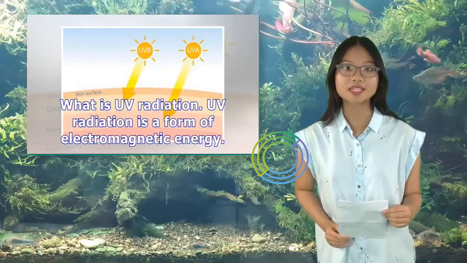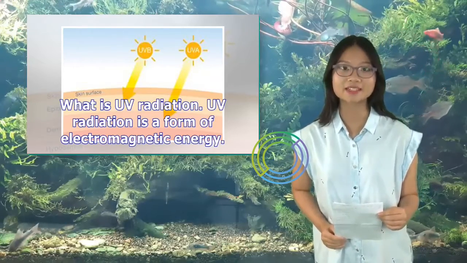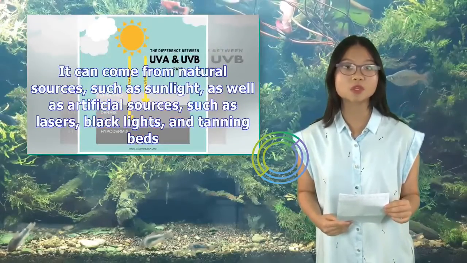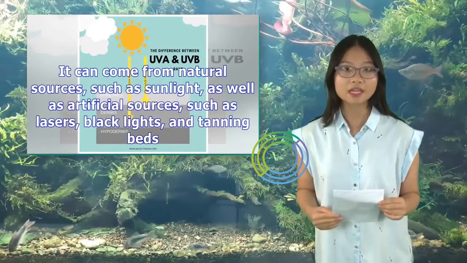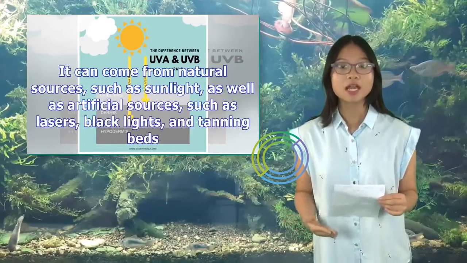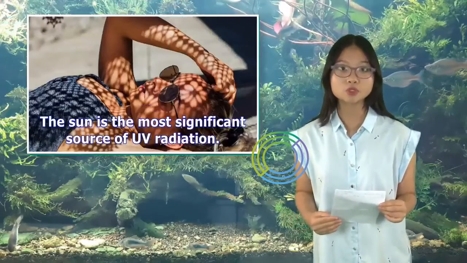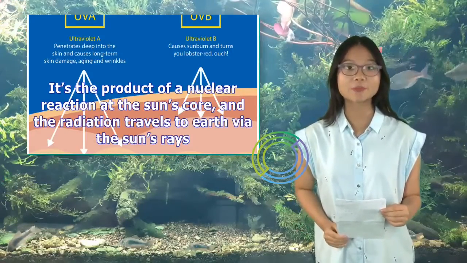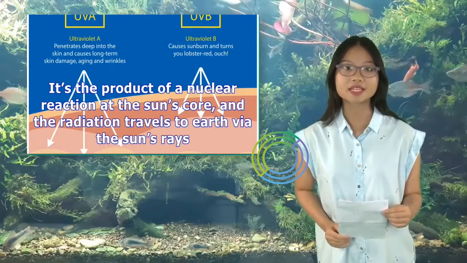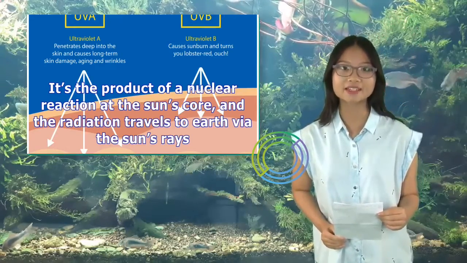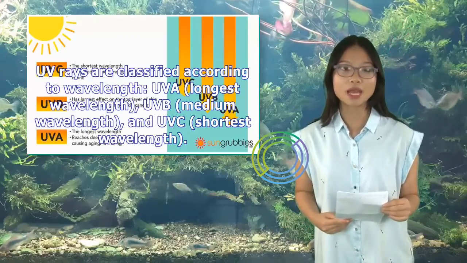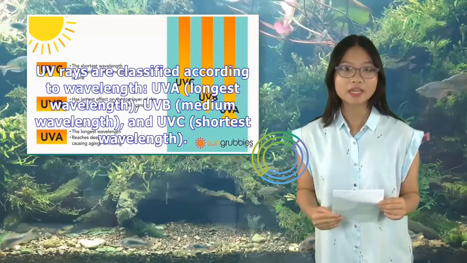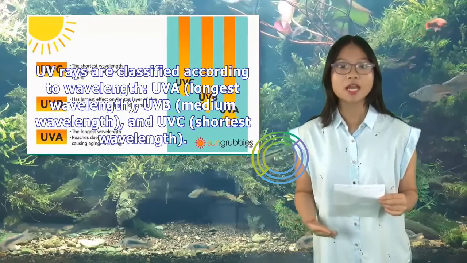What is UV radiation? UV radiation is a form of electromagnetic energy. It can come from natural sources, such as sunlight, as well as artificial sources, such as lasers, black lights, and tanning beds. The sun is the most significant source of UV radiation. It's the product of a nuclear reaction at the sun's core, and the radiation travels to Earth via the sun's rays. UV rays are classified according to wavelength: UVA, longest wavelength; UVB, medium wavelength; and UVC, shortest wavelength.